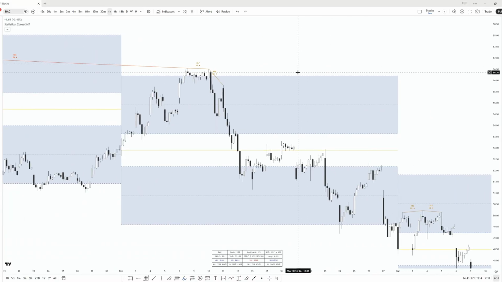So knowing that, I'm simply going to look for an inversion, an MBZ, and what I will do is plot on the indicator.